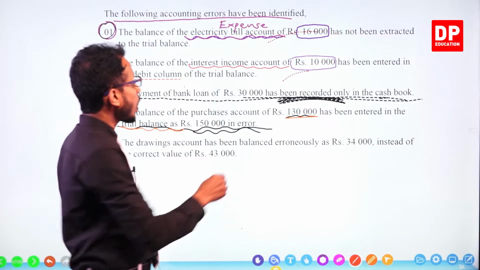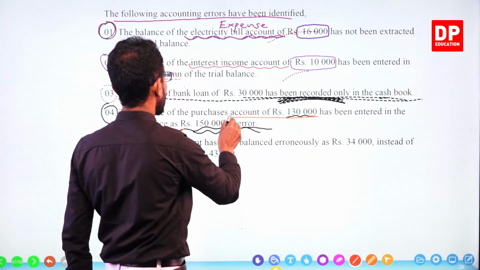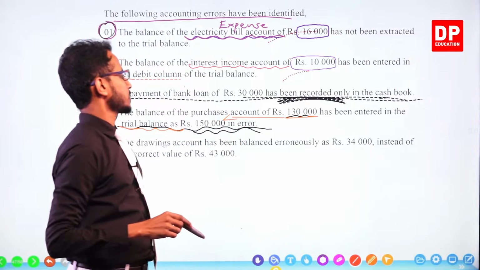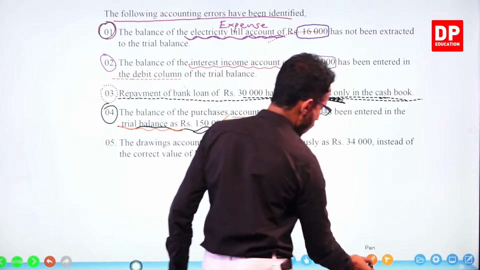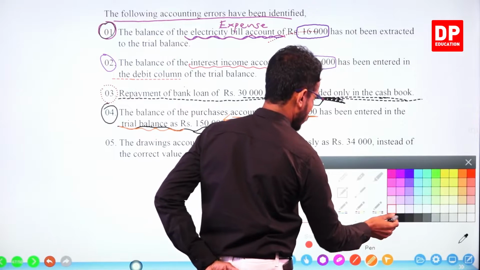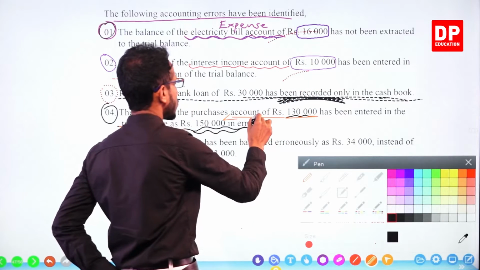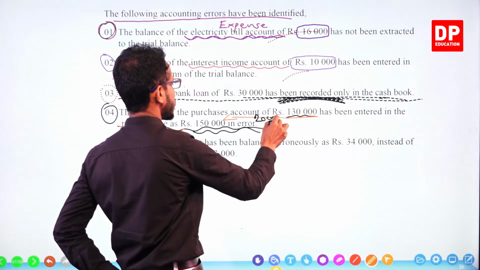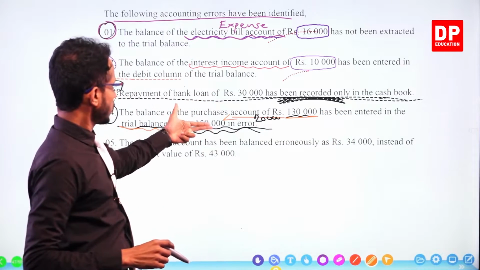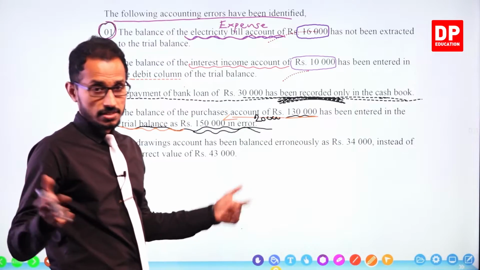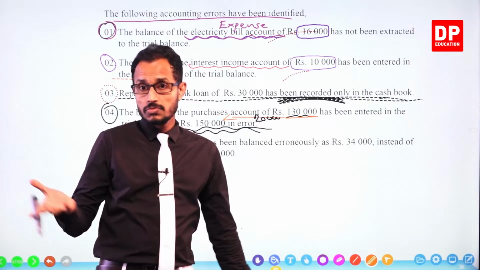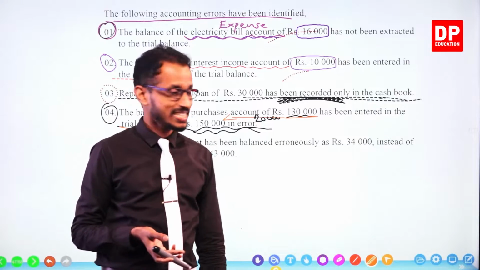So 20,000 excess. Yeah, 20,000 excess here. Should be 130, but they entered 150. 20,000 excess in the trial balance now. What to do now? 20,000 excess in the trial balance. Which side?